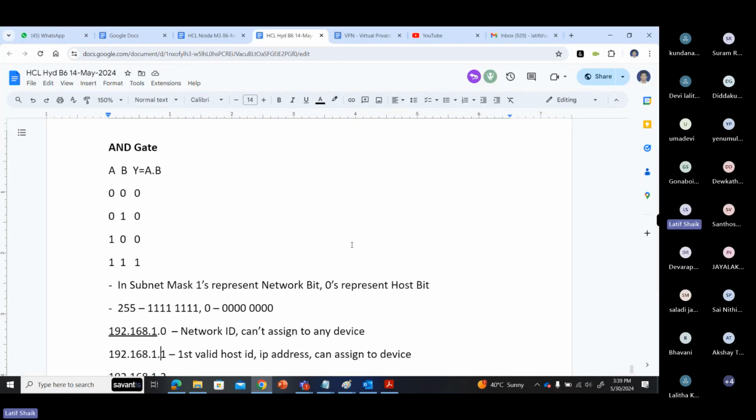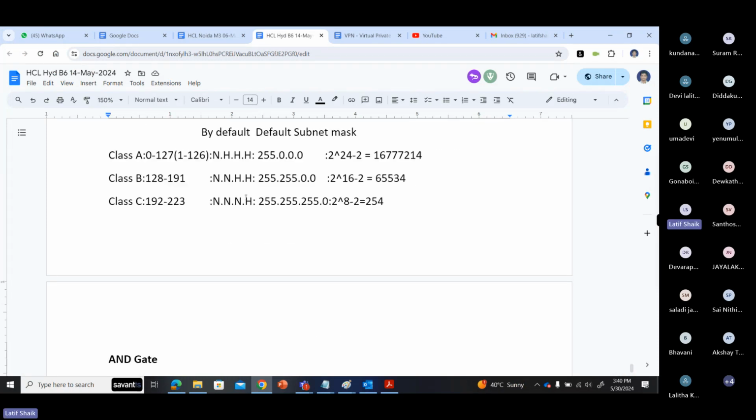In the class C range, if you see, the last part is the host part. It is one octet, one host octet only. 2 to the power of 8 is 256 minus 2. Why minus 2? Sorry, we cannot assign the network ID and broadcast ID. So minus 2, 254 systems we are able to connect. A maximum of 254 systems we can connect in a single network with the help of a class C IP address.